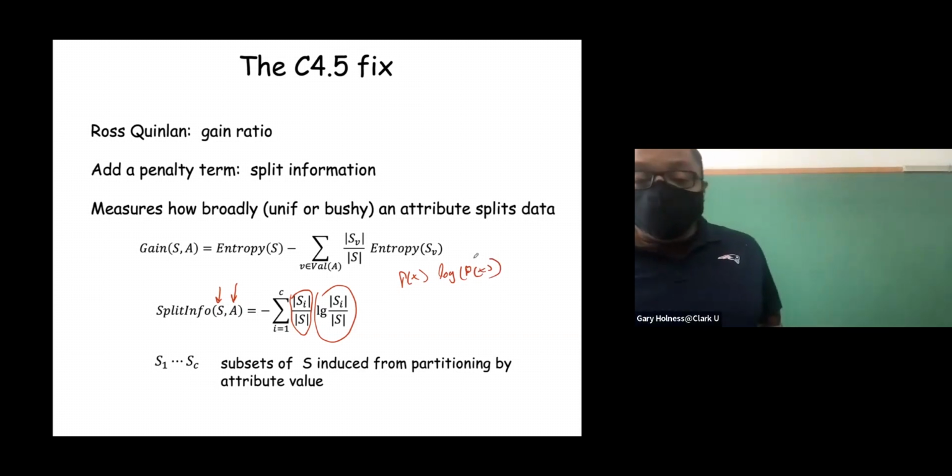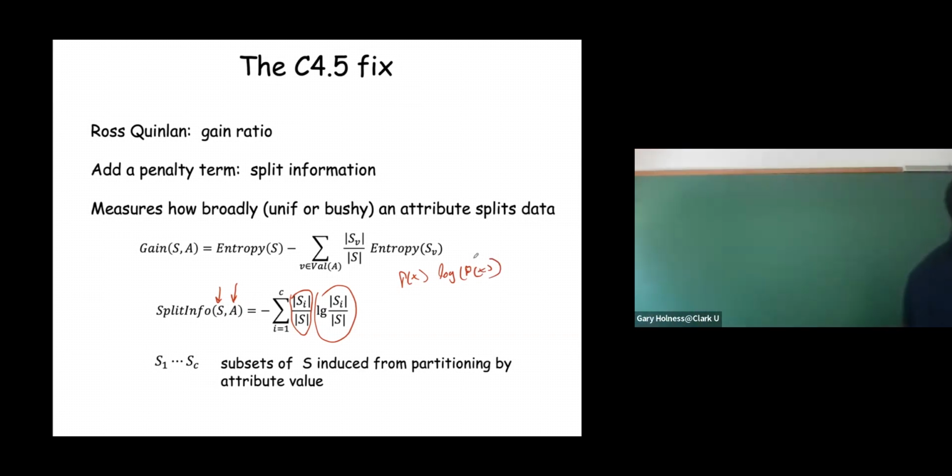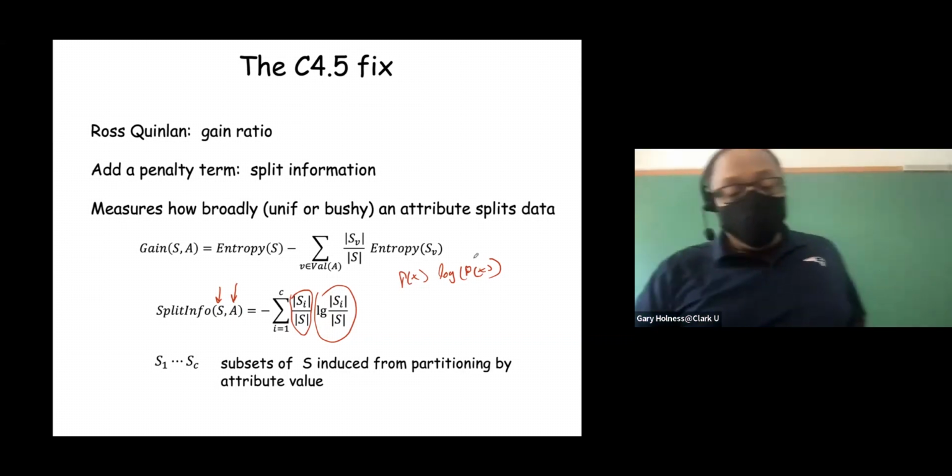And so what it's doing is measuring the split information, how many alternatives you have for this particular variable. If you have fewer alternatives, you notice the leading negation, it's going to be a smaller number. If you have more alternatives, it's going to be a bigger number.